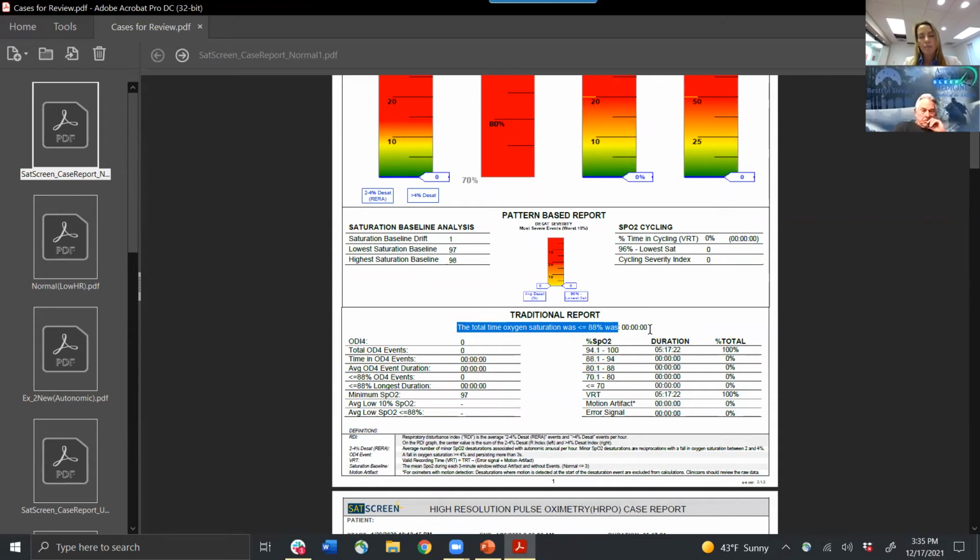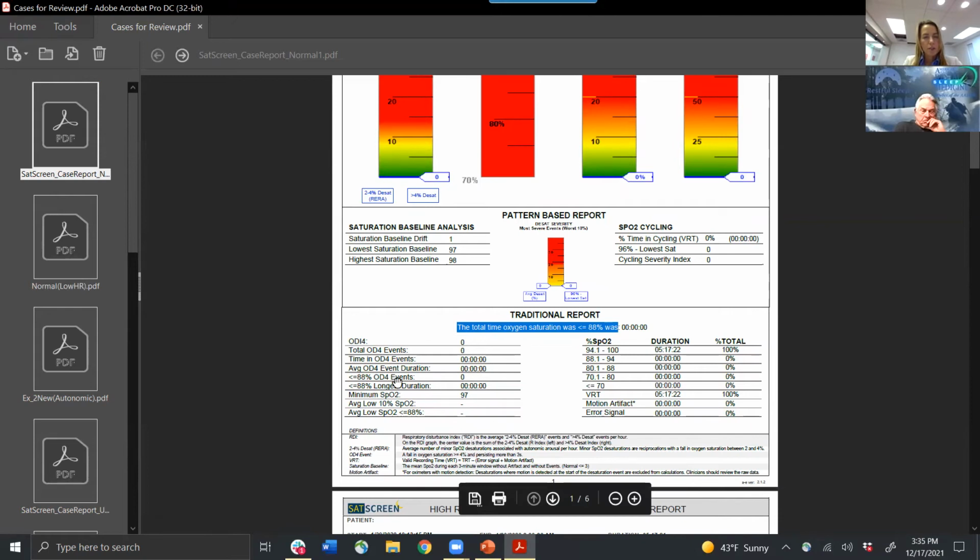When that's above 5 minutes, though, that may indicate that the patient could be at risk for hypoventilation or eligible for nocturnal oxygen, supplemental oxygen.